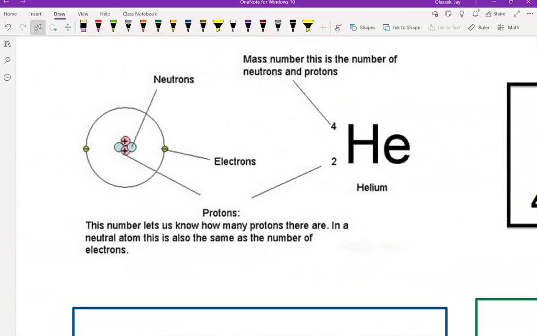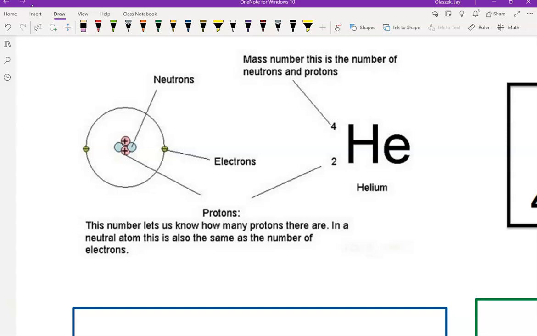So if we're looking at this particular sample of helium, it has an atomic number of 2. You can see that it has 2 protons here in the nucleus, and that determines why its atomic number is 2. But it also has an additional 2 neutrons here and here, and that means that it has an atomic mass of 4. 2 neutrons, 2 protons.